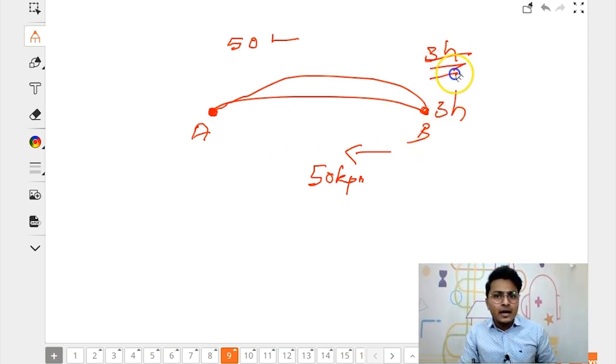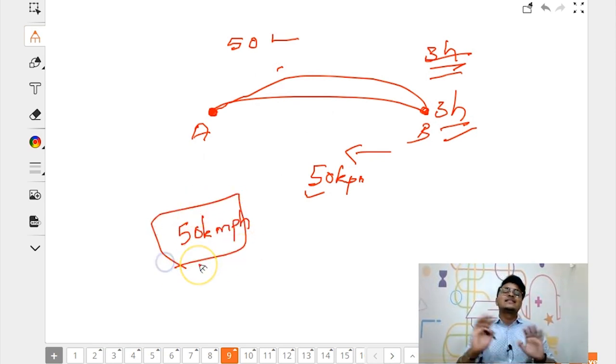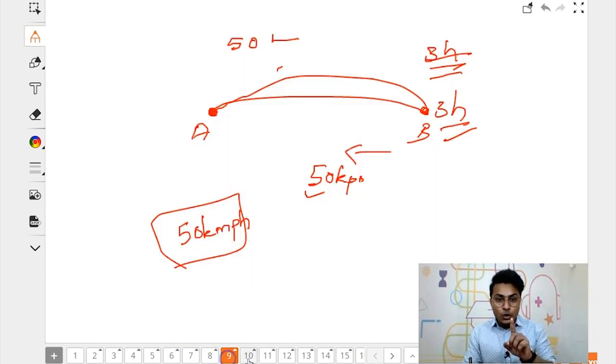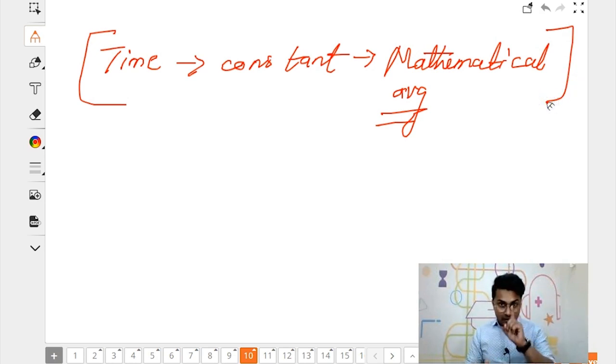For this scenario again, as you can see very clearly, the time given is constant. So you can always go for 50 plus 50 divided by 2. You will get how much? 50 kmph is the average speed. As simple as that. Got it? So please note it down. I have given you 2 basic tips right now. One is to always draw the diagram, and number 2 is to always see whether the time given to you is constant or not. If it is constant, then you can take the mathematical average.